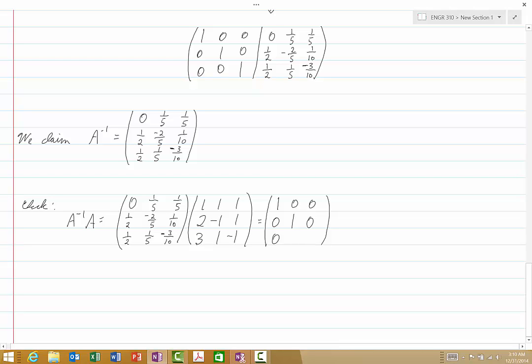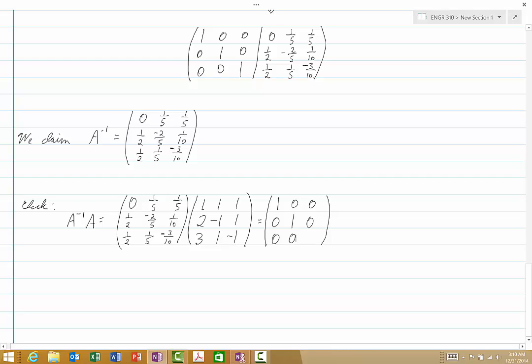1/2 times 1 will give us 5/10, minus 1/5 times 1 will be minus 2/10, so that's 3/10, and then minus 3/10 times 1 is minus 3/10, and 3/10 minus 3/10 is 0.